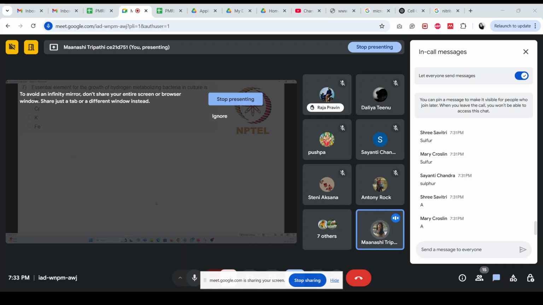So the next question is: an essential element for the growth of hydrogen metabolizing bacteria in culture is, which of the following can help in hydrogen metabolization? So most of them are chelating agents.